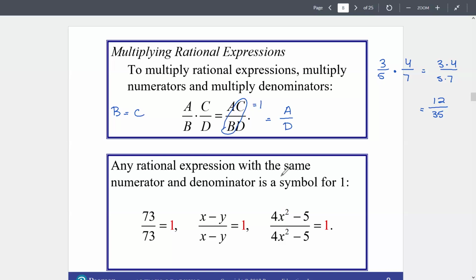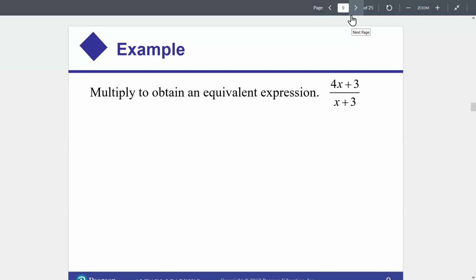Okay. So this is going to get us into something that's going to be called canceling. First we want to multiply to obtain an equivalent expression. So if I have 4x plus 3 divided by x plus 3, and I wanted to have an equivalent rational expression. So we're talking about equivalent expressions. Just so you know, they may not always be equivalent everywhere, which is something that will get brought up a little later.